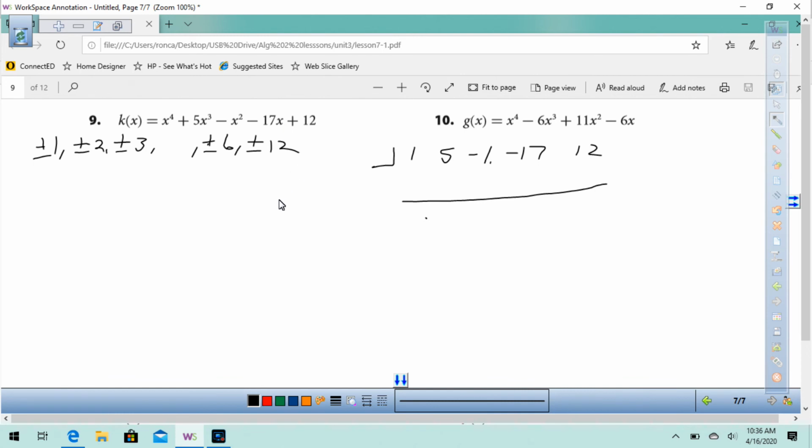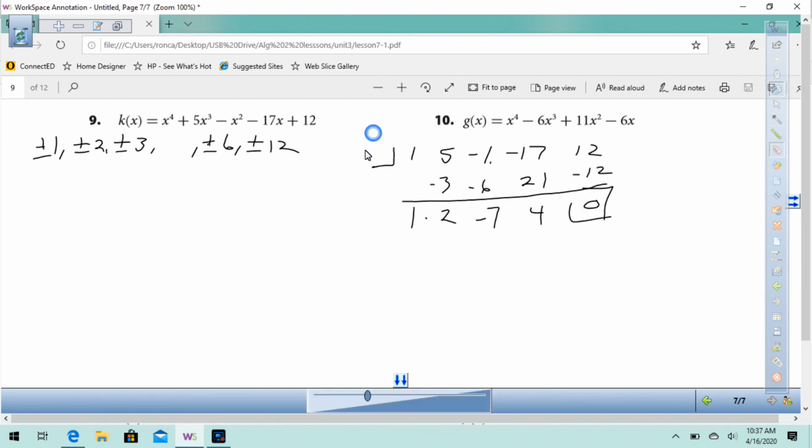Let's try -3. 1, that's -3, that's 2, that's -6, that's -7, that's positive 21. That gives us 4, and that's -12. That gives us 0. So -3 was the first one. -3, yay. X equals -3. Now that's a little bit more manageable. 4 is a little bit more complicated. Well, we know it's not 4. Let's try 6.